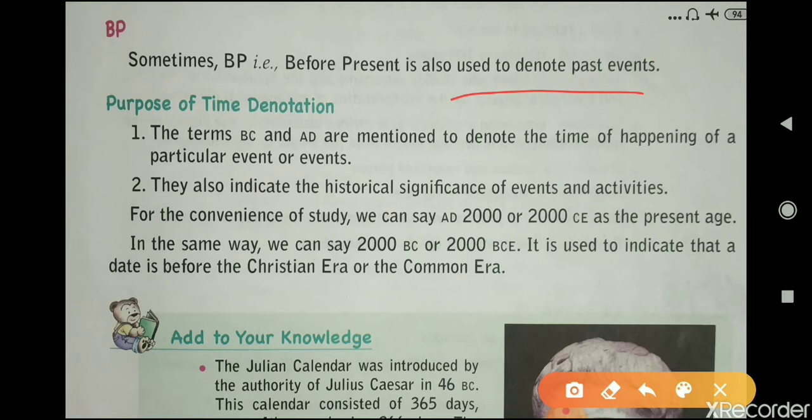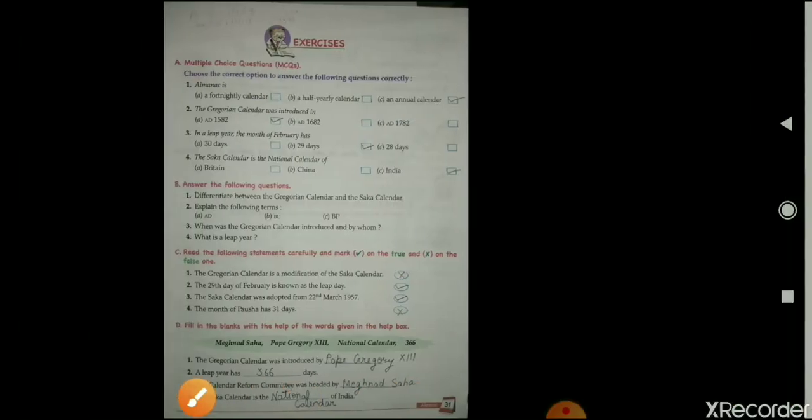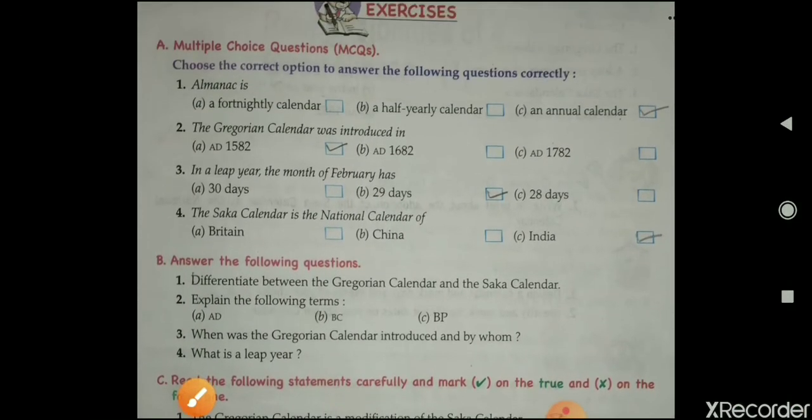Now, what was the purpose of time denotation? The first purpose is that the terms BC and AD are mentioned to denote the time of happening of a particular event or events, and they also indicate the historical significance of events and activities, meaning the historical significance of the events and activities that happened in the past. So now we will revise the exercise part of lesson number 3.